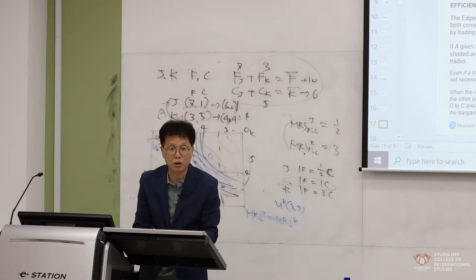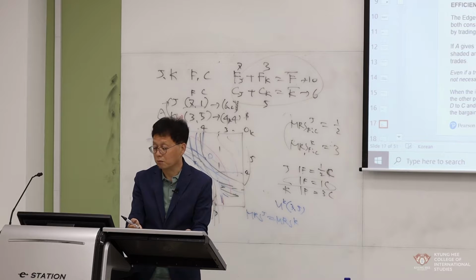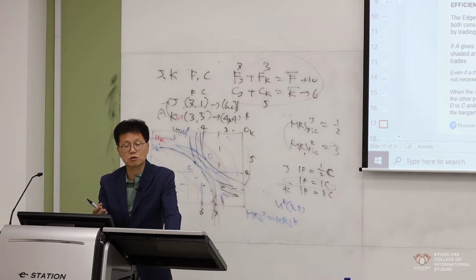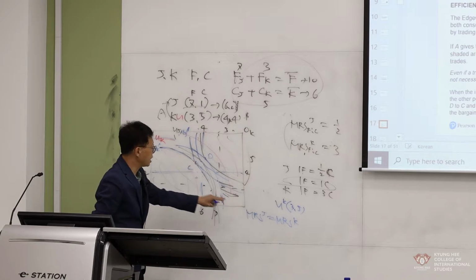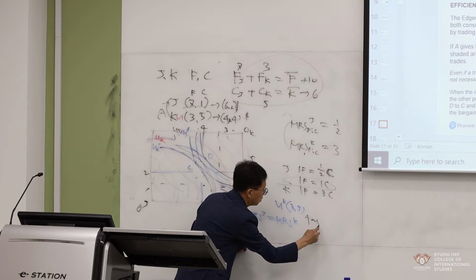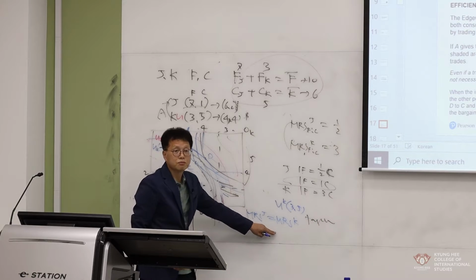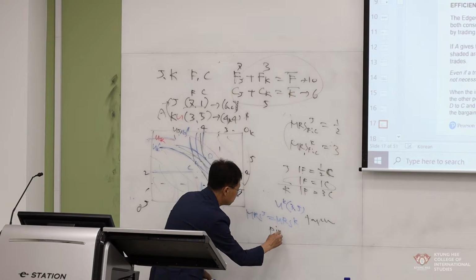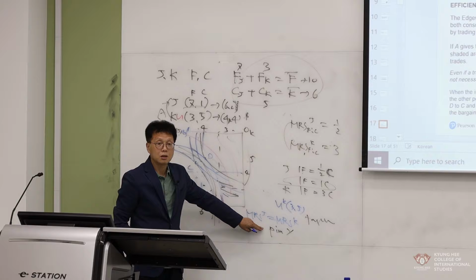What is the meaning of this? At the tangency point, the MRS is the same for both guys. And in this situation, if one guy wants to reach a higher indifference curve, that happens only when the utility level of the other guy decreases. In other words, at this tangency point, a Pareto improvement is not possible anymore, right?